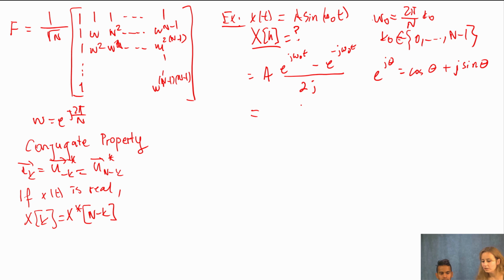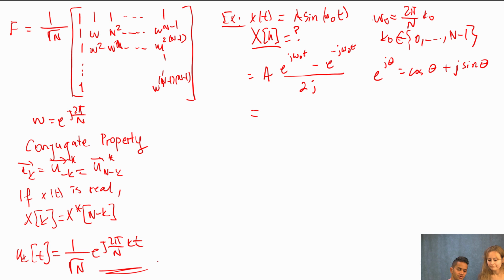So how do I go from U_k to this? How do I know what the coefficient is? As a reminder, U_k of t was defined as 1 over square root of n e to the j 2 pi over n k t. So 2 pi over n k naught is omega naught. How would I match this expression to that? It looks like we're just off by a factor of root n.